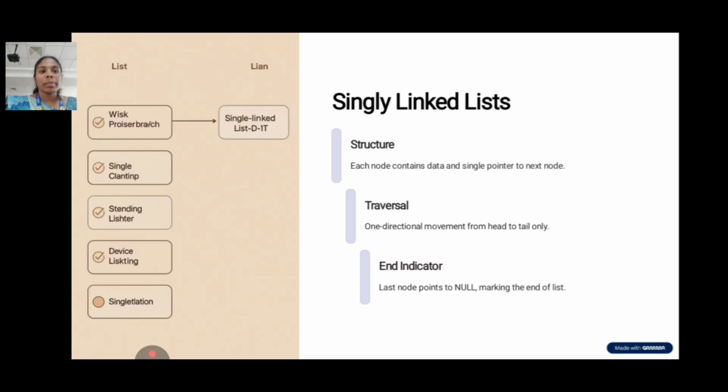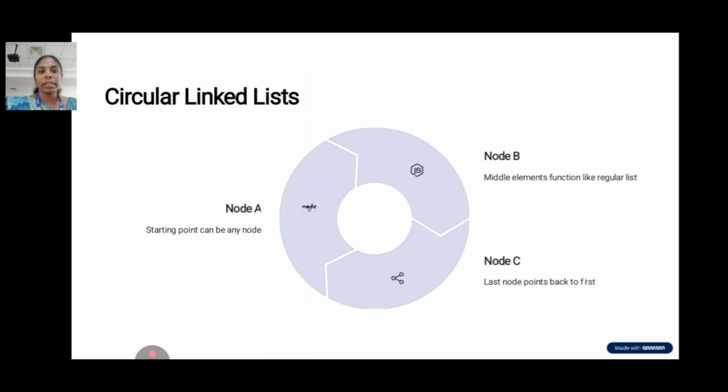Singly linked list structure. Each node contains data and a single pointer to the next node. Traversal: one-directional movement from head to tail only. Indicator: the last node points to null, marking the end of the list. Circular linked list: node A, node B, node C. Starting point can be any node. Node B, middle element like a regular list. Node C, last node pointing back to first.